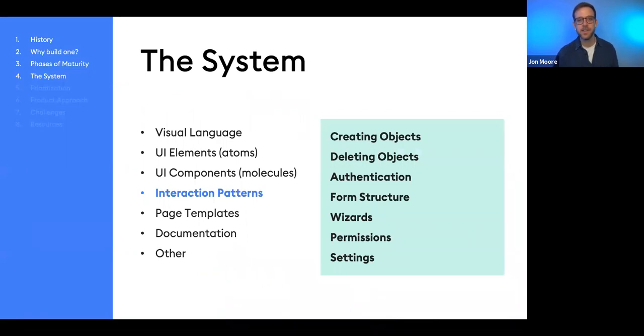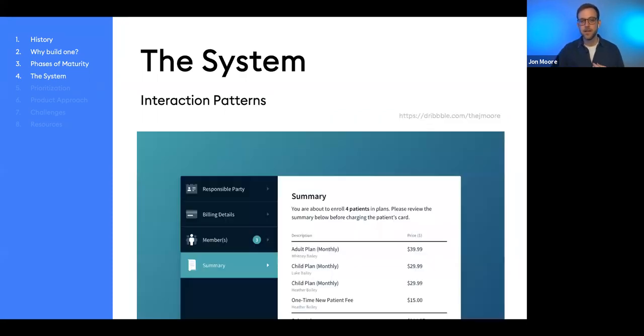Okay, we get to interaction patterns. So again, like I said, these are not necessarily sequential. And so if you're in that earlier phase of maturity, it may make sense to start systematizing and documenting some of these so that you and your design colleagues can reuse these as well. Interaction patterns, these are things like creating objects in the system, deleting objects in the system, authentication, form structure, different click-through wizards, permissions, settings, things like this.